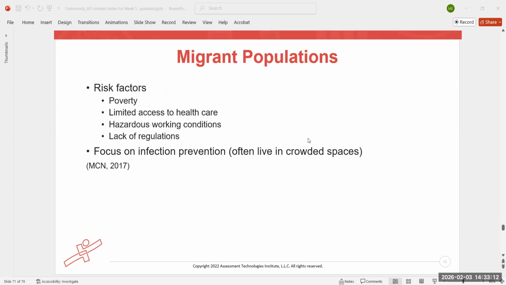And there are migrant populations. There are risk factors for poverty, limited access, hazardous working conditions, lack of regulations. The focus is going to be on infection prevention. Often patients may live within crowded spaces, and there might be temporary housing within a specific location.